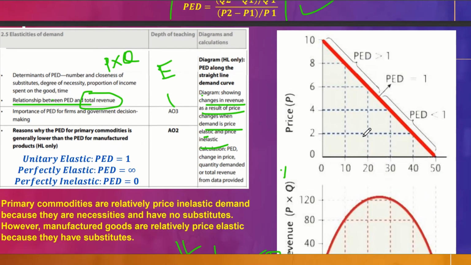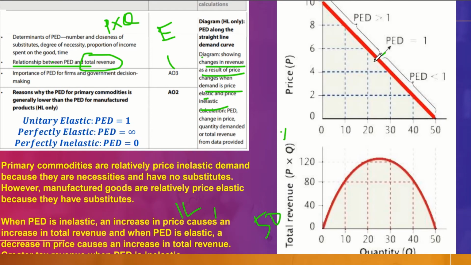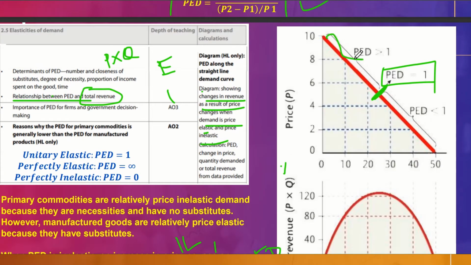See, look at this diagram. At the midpoint, PED equals 1. In the top part, PED is greater than 1, which means this part is elastic. And in the lower part of the demand curve, PED is less than 1, so this is inelastic.